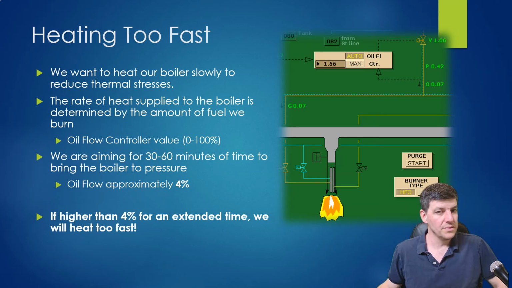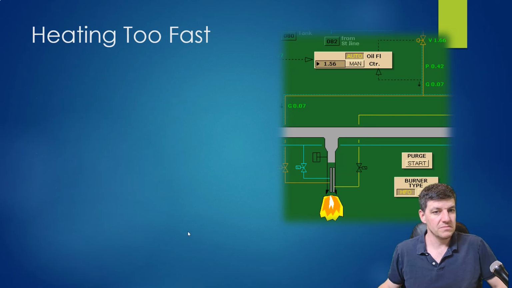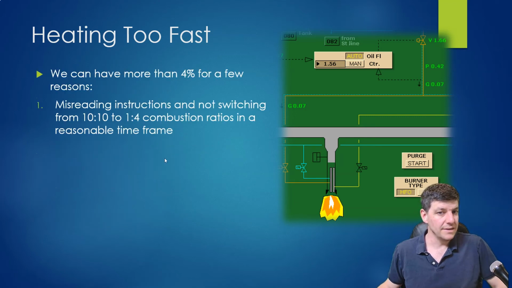So you start out with your burner at 10 and 10, okay, and you're asked to switch over to 1 and 4. However, there are some issues in the instructions which may be confusing in terms of when we switch that. But we want to switch that as soon as we have an established flame, so that we've started our flame, and then we want to turn back our combustion set points to a lower flame for the longest amount of time possible.